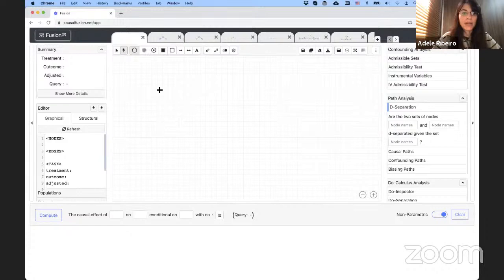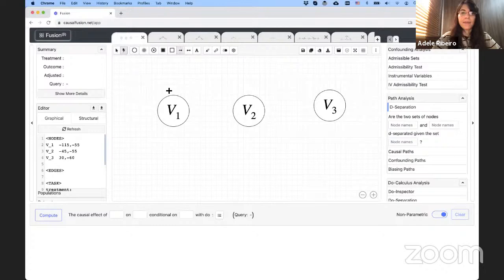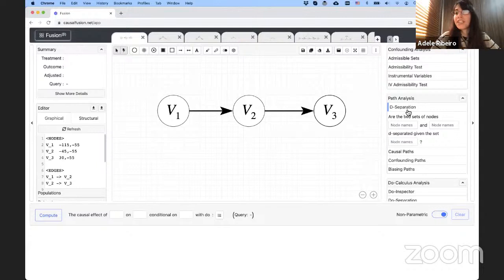So this button creates a node. So I can create a variable V1, then a variable V2, and a variable V3. Let's create some paths here. So suppose this is a chain. We have a chain here. Let's just align this one here. And I could do some d-separation analysis, some path analysis here.